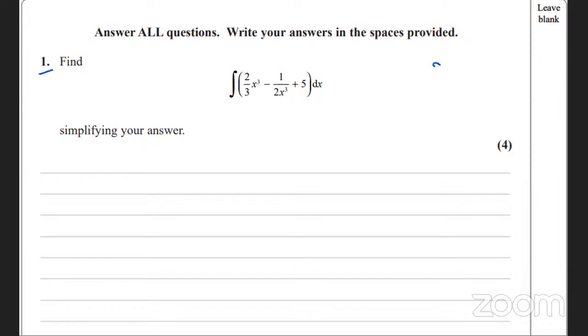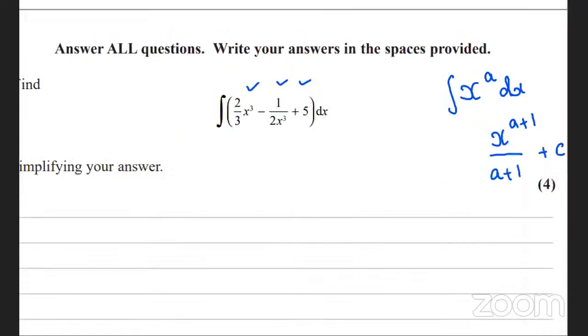We know that, let's say if we have x to the a and we have been asked to integrate it with respect to x, what we do is we add 1 to the old power, which was a, so we get x to the a plus 1, and we divide by the new power, plus c. Okay, that's the constant. So this is how we integrate. In this question we have three terms. We will integrate them separately. Okay, so let's do it.